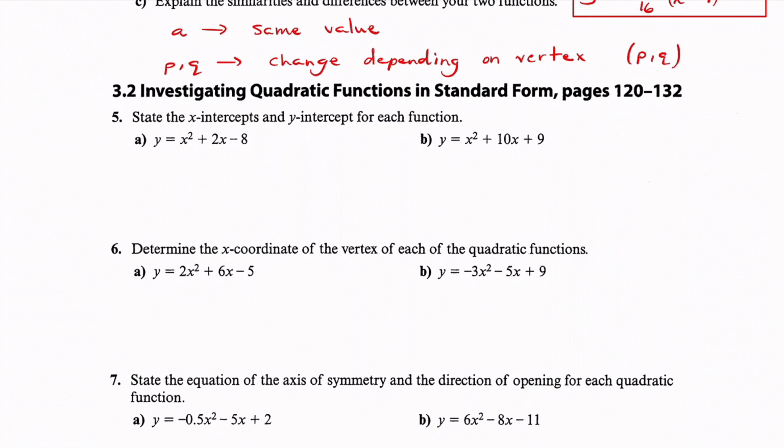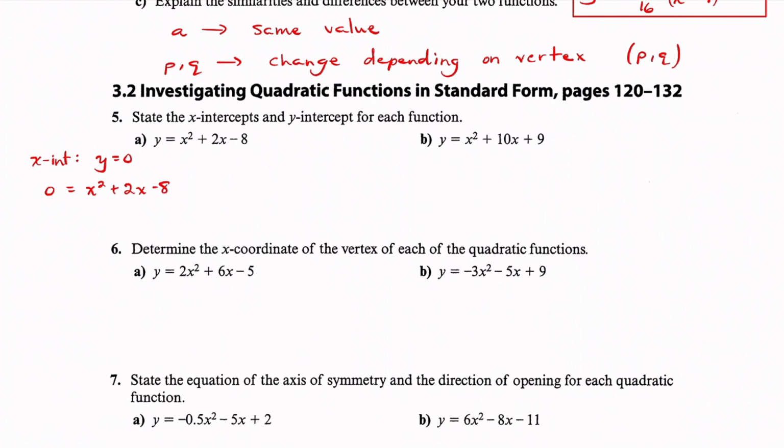Number 5 says state the x-intercept and y-intercept of each function. And we're going to do a. So the x-intercepts occur where y is equal to 0. So I'm going to set y equal to 0 in this and then solve for x. So that y right there, I'm going to change it to a 0. So I got 0 equals x squared plus 2x minus 8.